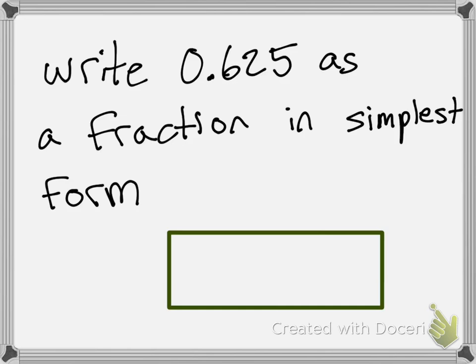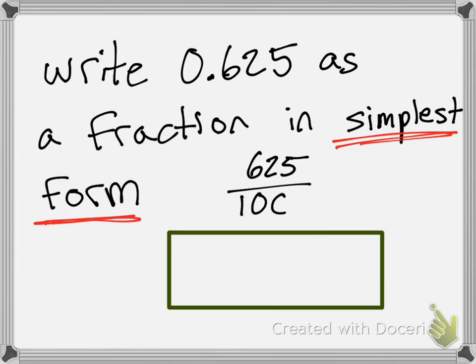Our next slide is to write 0.625 as a fraction, but we always have to do it in simplest form. So, our initial fraction. Who can tell me what the initial fraction is? Miles. It's 625 over 1,000.